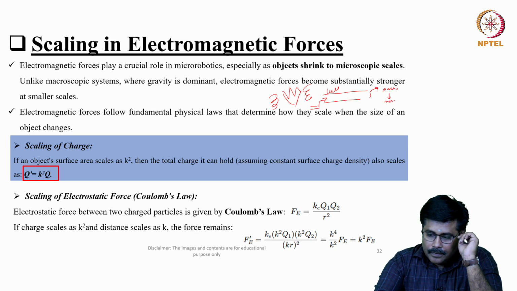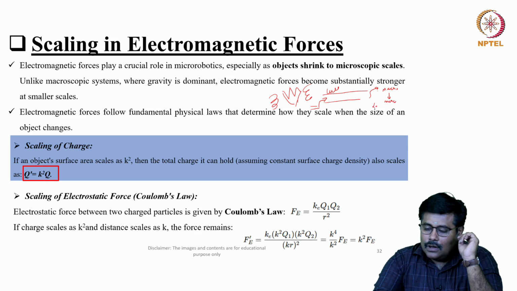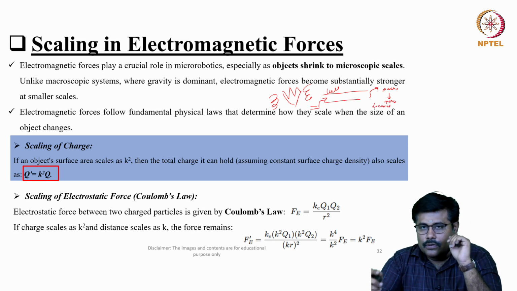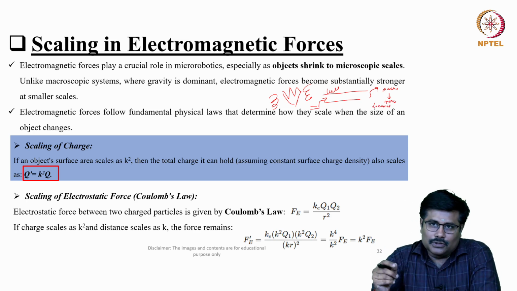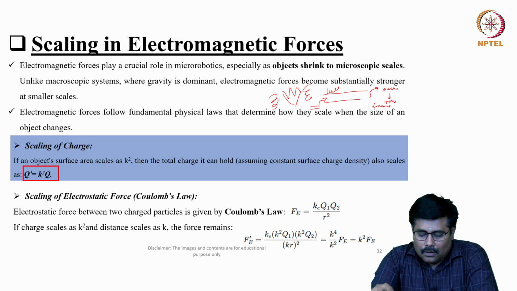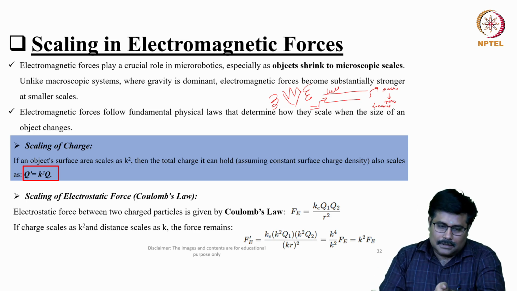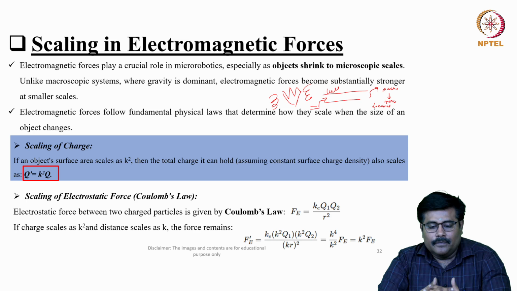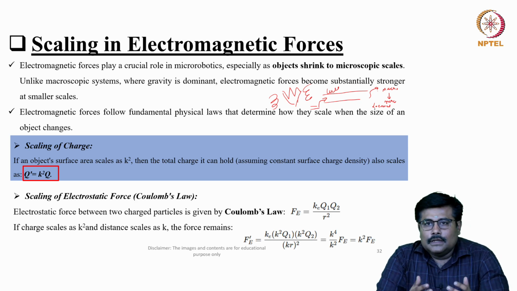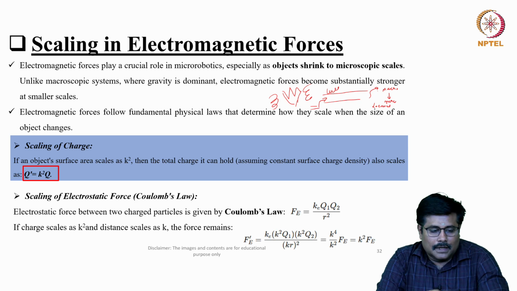Here electromagnetics plays a vital role in bringing a macro system to a micro system. It also has a capability from a locomotion point of view. In order to have a precise locomotion, or a micron locomotion, such electromagnetic forces play a vital role. Like we discussed, unlike macroscopic systems where gravity is dominant, these electromagnetic forces become substantially stronger at small scales.